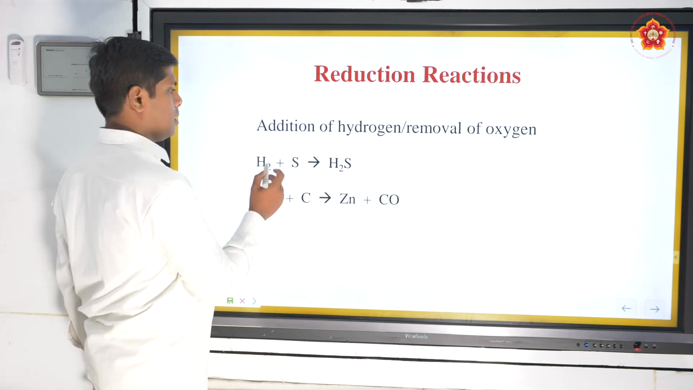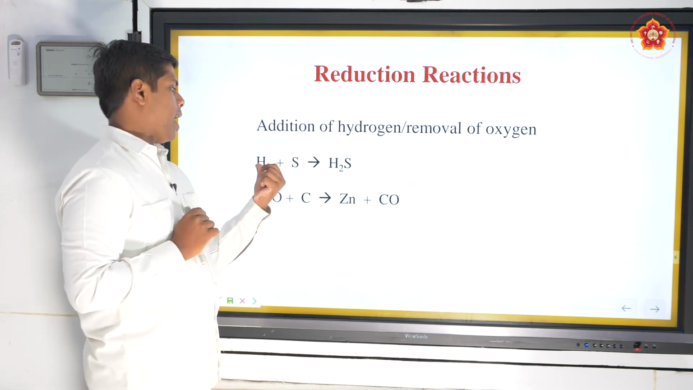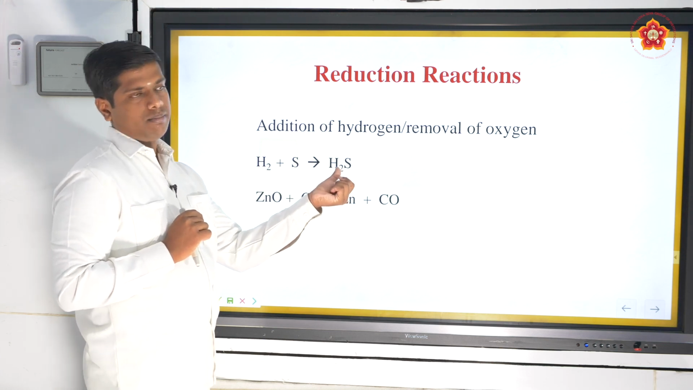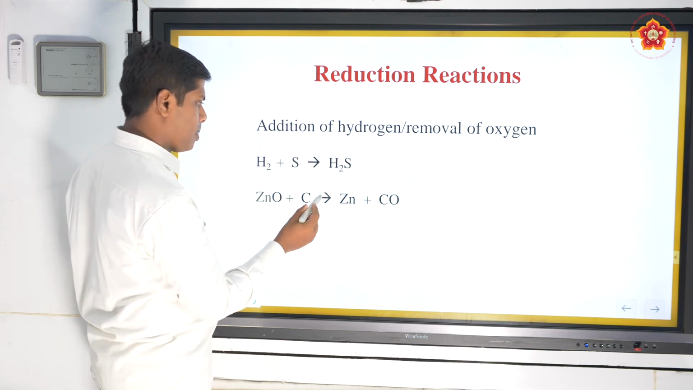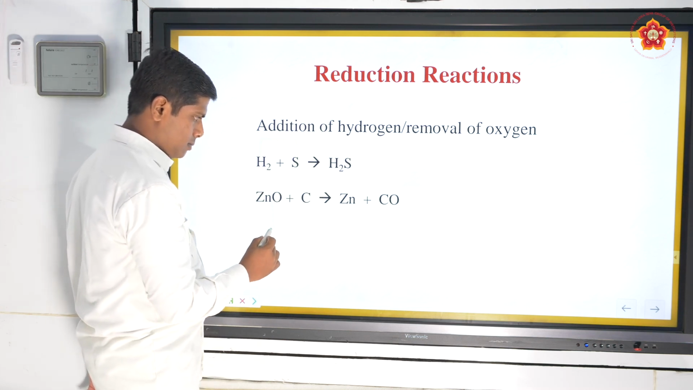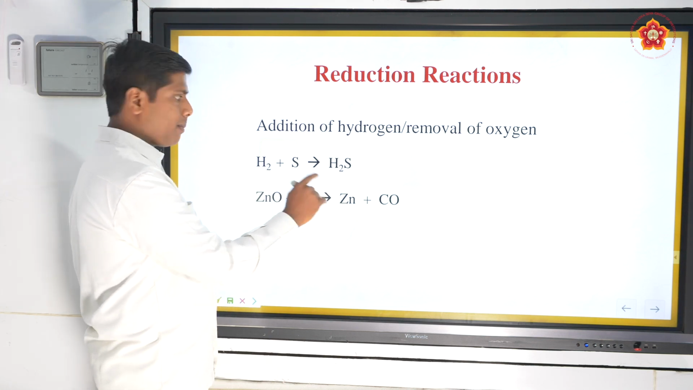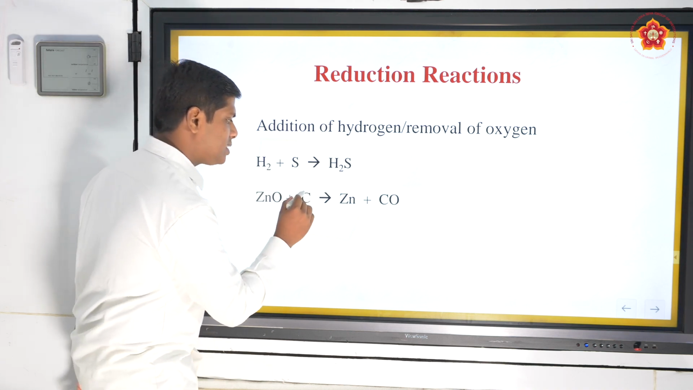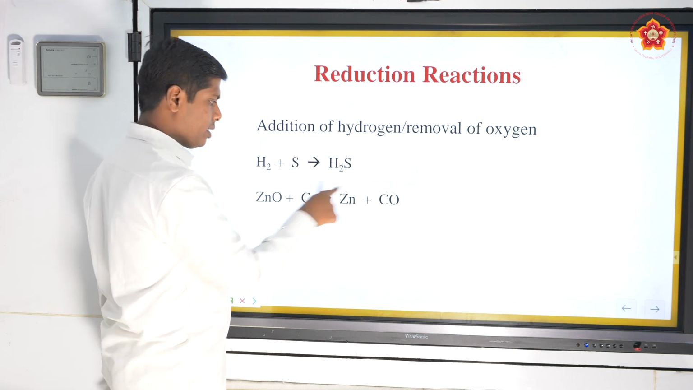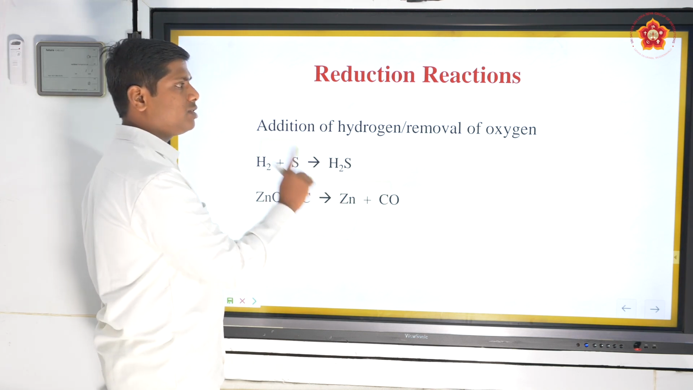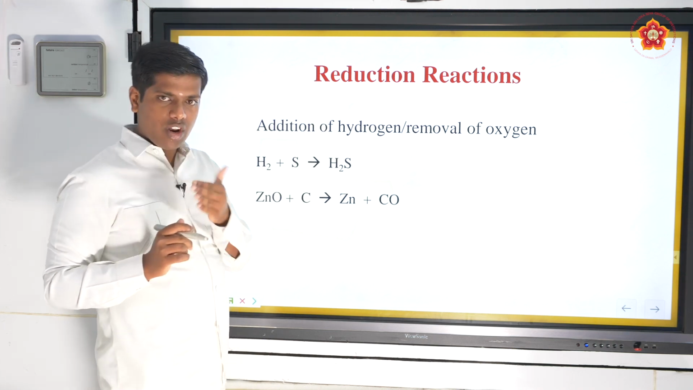Examples. See here. Hydrogen forms hydrogen sulfide, means addition of hydrogen. Here also, remember, zinc oxide is reduced to zinc, means removal of oxygen. What happens here? Carbon forms carbon dioxide, means addition of oxygen, so it is oxidation. Here zinc oxide is reduced to zinc. Reduction means removal of oxygen or addition of hydrogen.